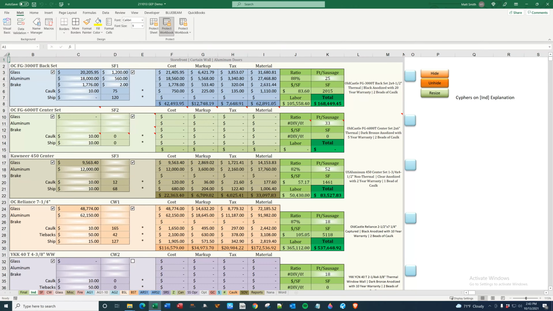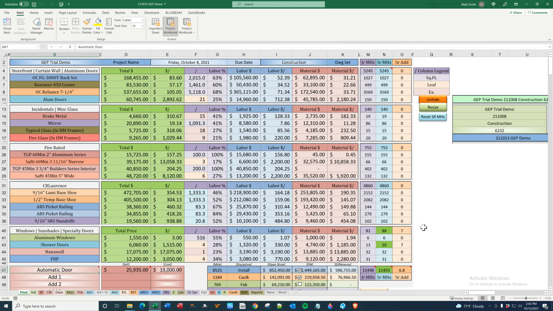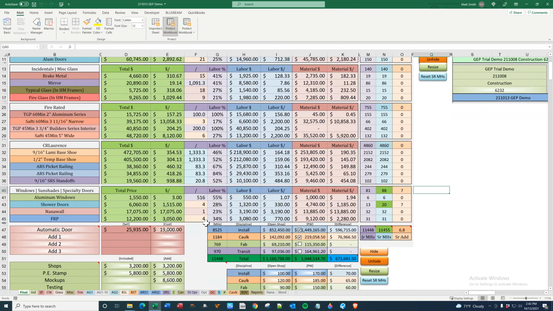Hello all, this is the first video going over storefront, curtain wall, and aluminum doors. I'm also going to share how this is achieved rather quickly. I did mention this in one of the initial setup videos.